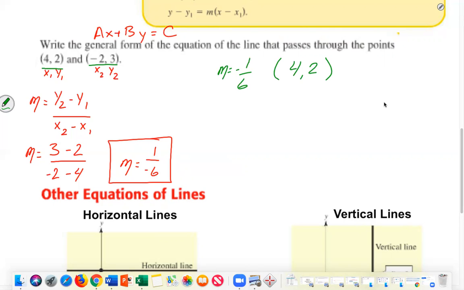Now, just like we did over here in the red, I'm going to label it. This time I'm going to label x and y because I only have 1 point. Then, if you told me you like dealing with y equals mx plus b, so I write my equation.